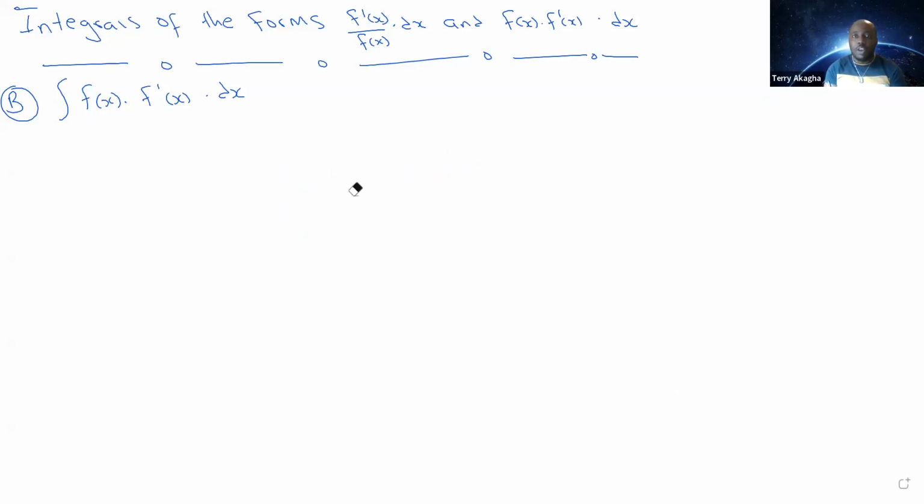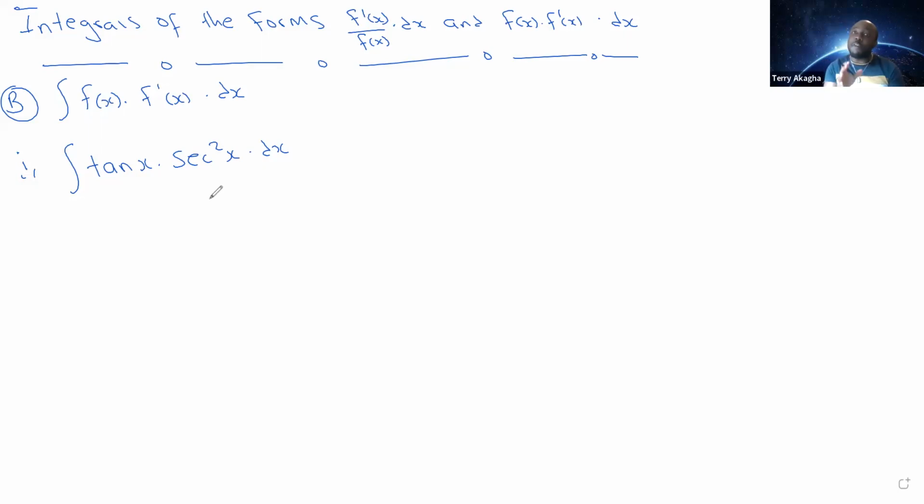So it's like a product, such that if you differentiate the first function, it will give you the second function. Does that make sense? For instance, let's look at this example. If I ask you to integrate tan x times sec squared x dx, that means if I differentiate tan x, I'm going to get sec squared x. Can you see? So how do you do this?